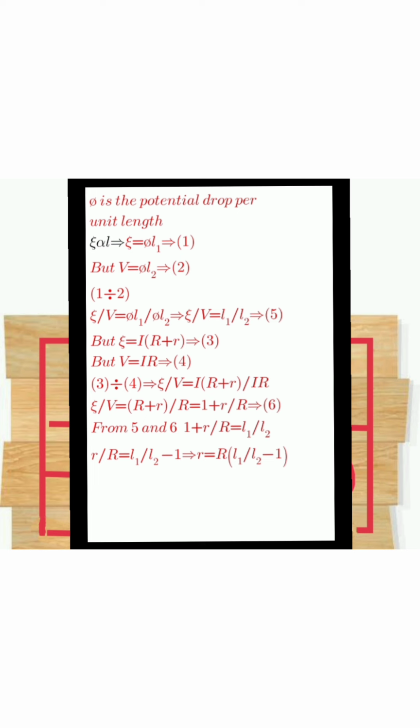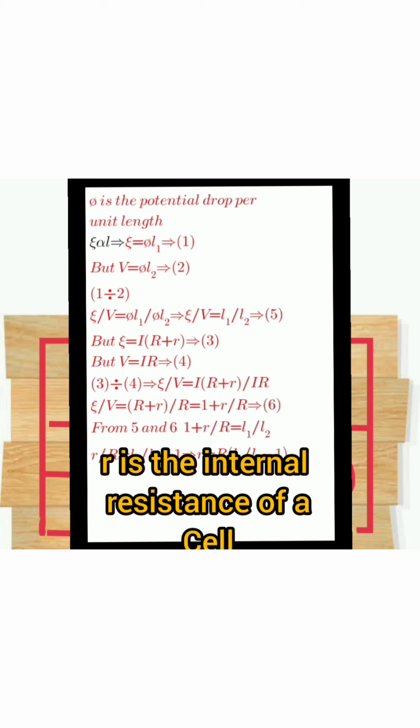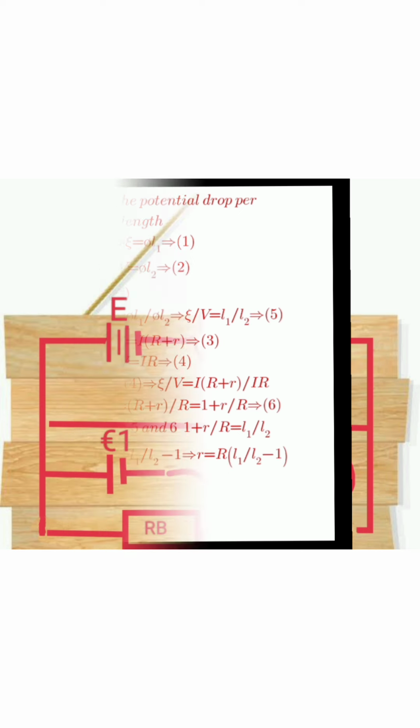When you bring this 1 to the right side, it turns out to be minus. Small r is equal to big R into (L1 by L2 minus 1). Using this formula, we can find the internal resistance of the battery. Therefore, the internal resistance of a battery, small r, is equal to big R into (L1 by L2 minus 1), where small r is the internal resistance of the battery, big R is the resistance measured from the resistance box, and L1 and L2 are their respective balancing lengths.